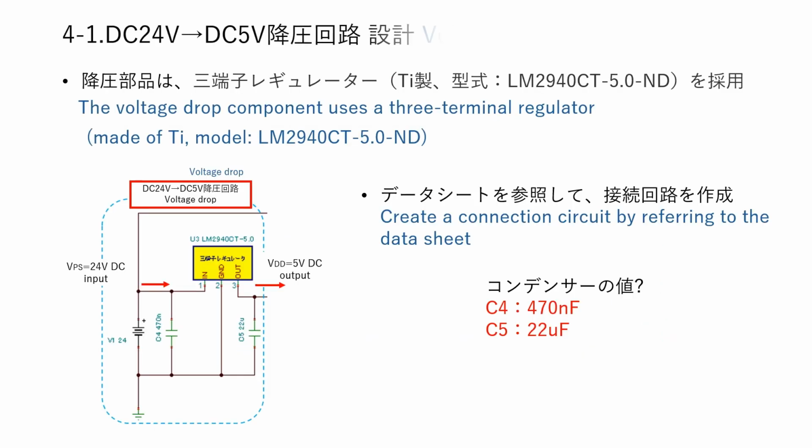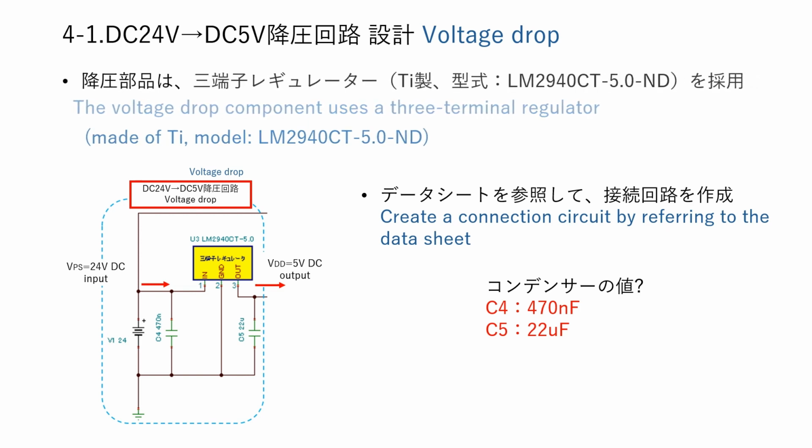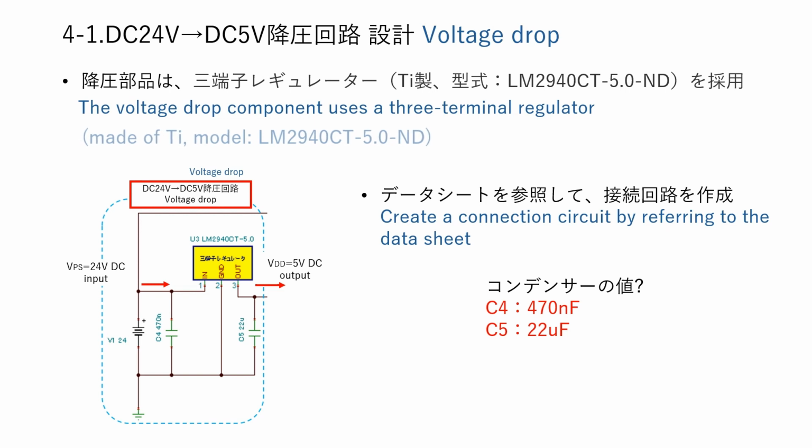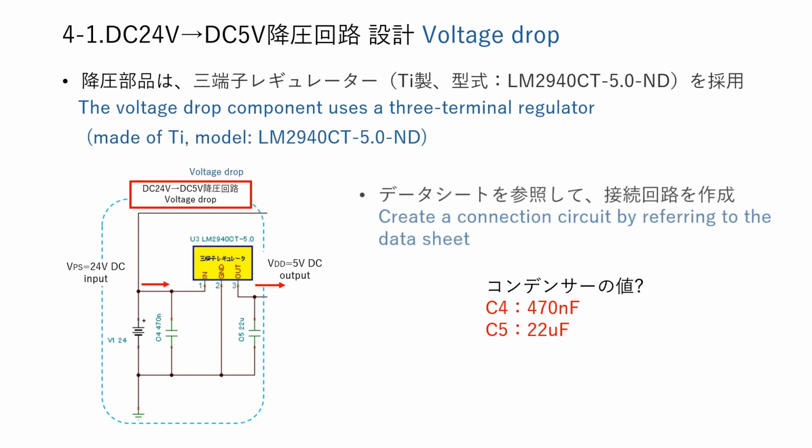4-1, 24-volt DC to 5-volt DC voltage drop circuit design. 3-terminal regulator, manufactured by TI, model LM2940CT-5.0 is used. Create a connection circuit by referring to the data sheet. Determine the capacitors from the data sheet. The circuit is as follows. Capacitors: C4 equals 470 nanofarad, C5 equals 22 microfarad.